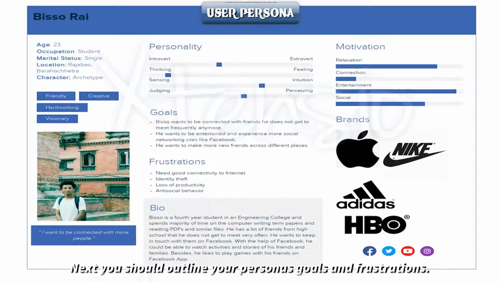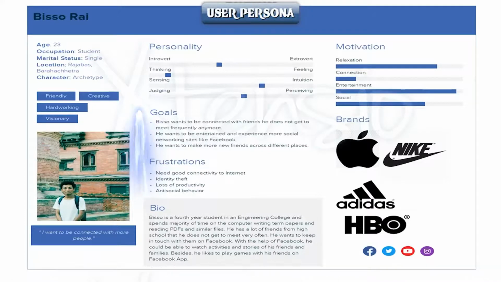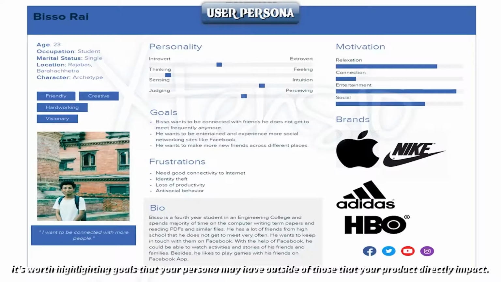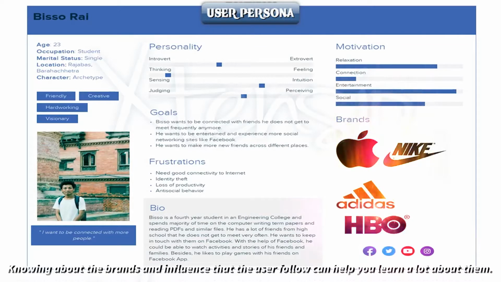Next, you outline your persona's goals and frustrations. While the scope of the persona's goals and frustrations should directly relate to your business needs, it's worth highlighting goals that your persona may have outside of those your product directly impacts. Next up, you can write about the brands the user follows. Knowing about the brands and influencers that the user follows can help you learn a lot about them.